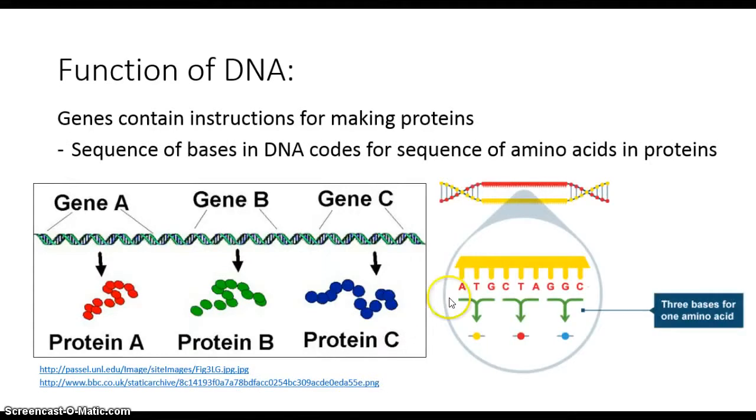The sequence of these bases codes for different kinds of amino acids, these individual structures that make up the entire protein itself. Each different sequence of 3 bases in the DNA codes for a different amino acid in the final product. So by changing the sequence of bases, you code for a different sequence of amino acids and therefore a different protein with a different shape and function.